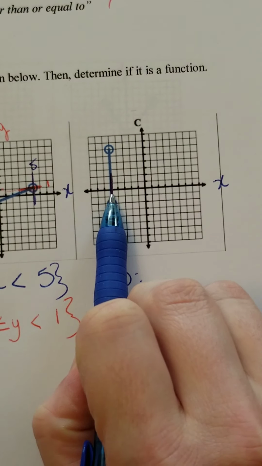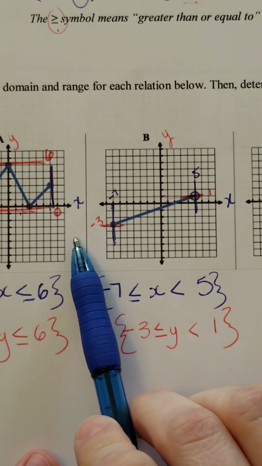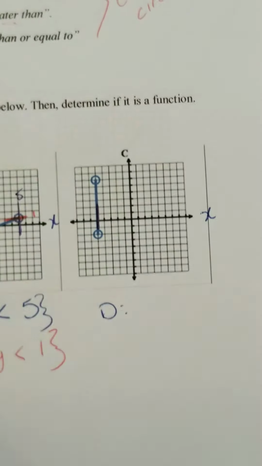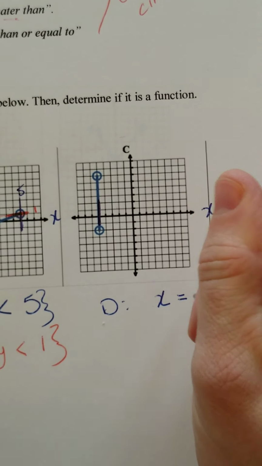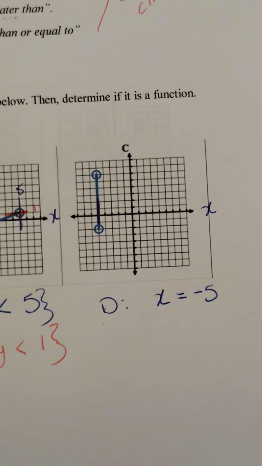Okay. So we don't really have a span like we had in the other graphs. Like this graph spanned from the left all the way to the right. This one doesn't actually span. It just stays in one spot. So all we do is we say X is equal to -5 because it's at -5 and that's it. It doesn't go to the left or to the right. It just stays right there.